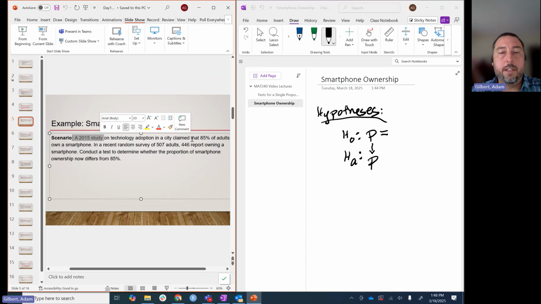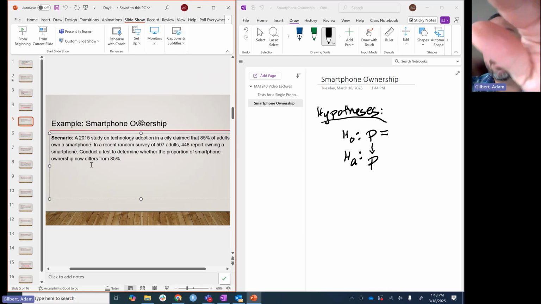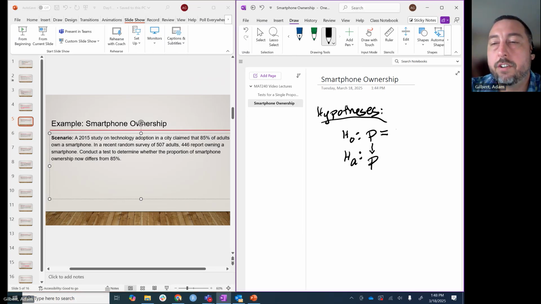In 2015, there were 85% of adults owning a smartphone. So our null hypothesis is going to be that P is 85%. Once we've written that down, we also get for free that the proportion involved in the alternative hypothesis is going to be the same number. All we've got to decide is what goes in between these.